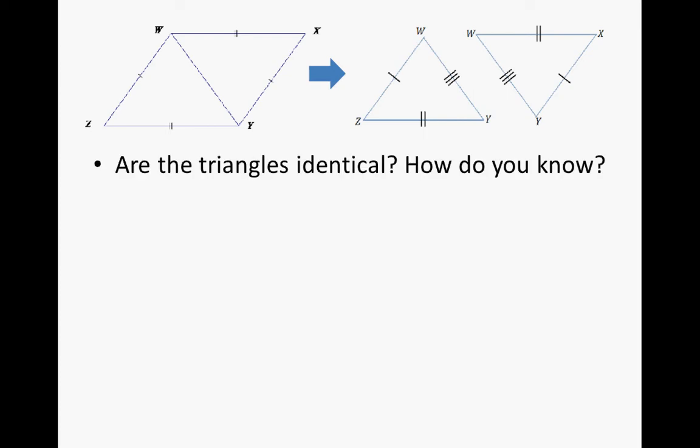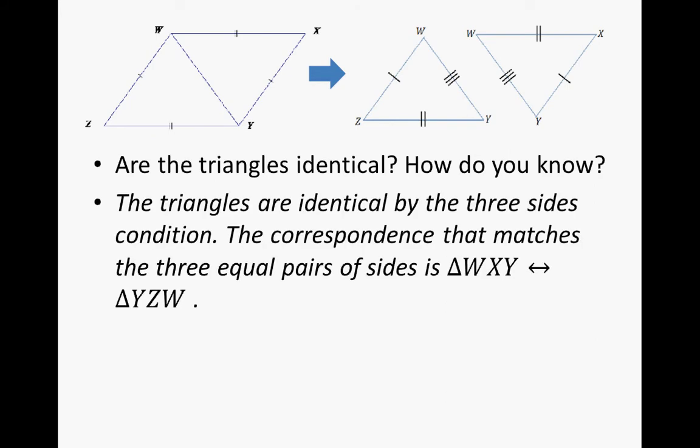So are these triangles identical, and how do you know? Well, the triangles are identical by the three sides condition. The correspondence that matches the three equal pairs of sides is triangle WXY corresponds to triangle YZW.